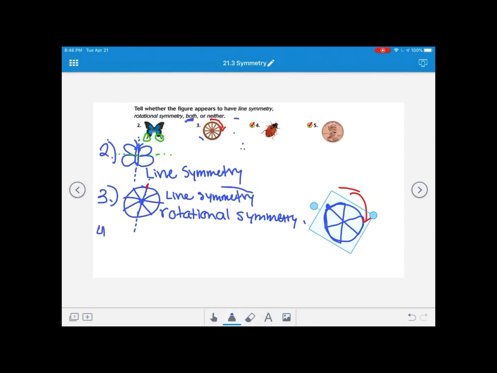Let's take a look at number 4. We have a ladybug. Again, I'm going to sketch this out just briefly so that you can do it in your notes as well. It's got 6 legs, 3 on each side, split in the middle. Now, it does have some odd spots.